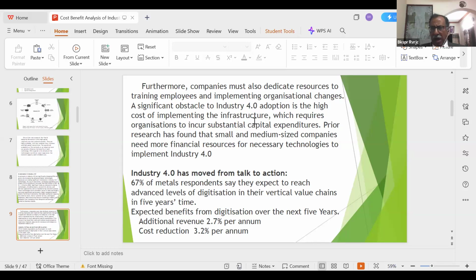Industry 4.0 has moved from talk to action. Yes, Industry 4.0 is moving from talking to acting. 67% of the respondents say they expect to reach advanced levels of digitization in their vertical value chains in 5 years' time. The expected benefits from the digitization over the next 5 years are identified here. Additional revenue is generated by 2.7% per annum, and cost reduction is possible at 3.2% per annum.